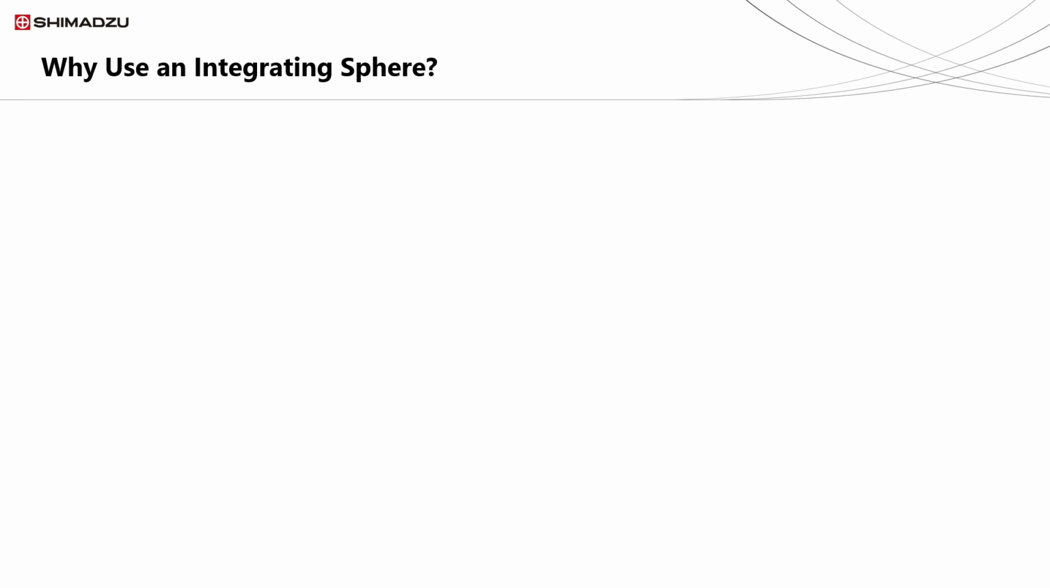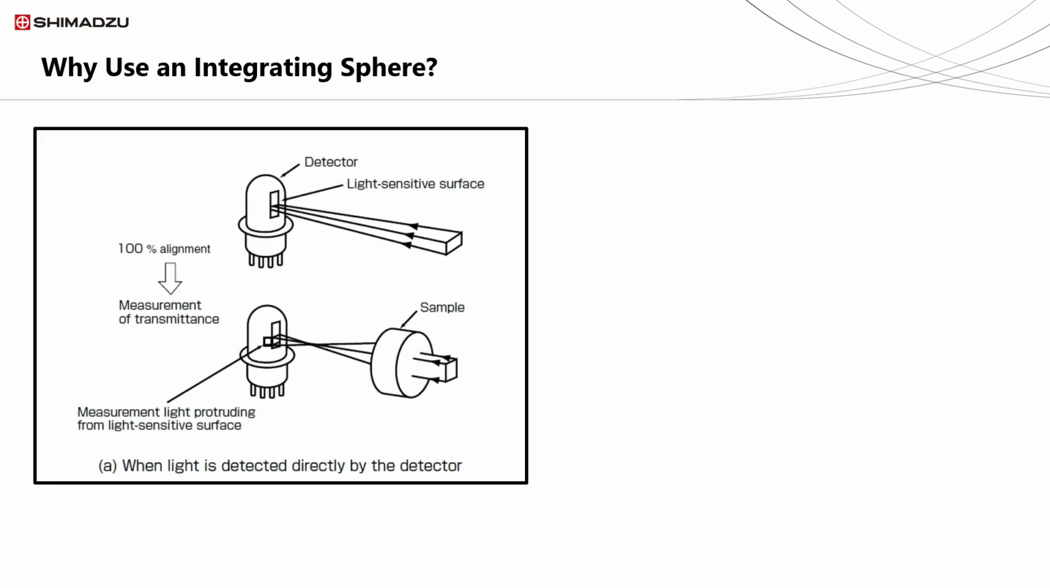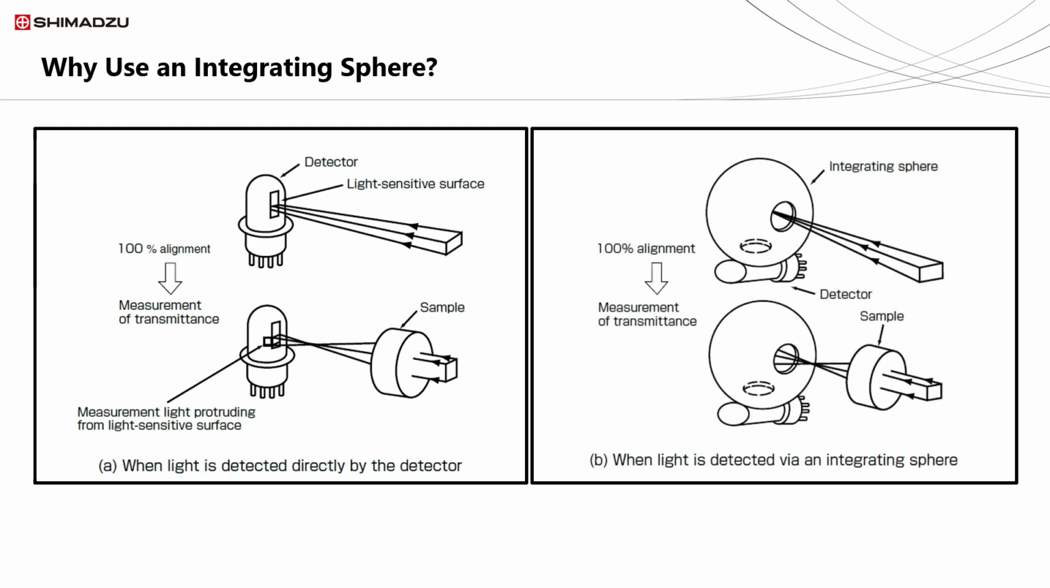In the standard direct transmission configuration, the light focuses on the light-sensitive surface of the detector. However, when a sample is placed, the difference in the refractive indexes of the air and sample causes the focal point to shift away, thus some of the transmitted light is undetected. With an integrating sphere, all of the transmitted light can be captured and detected.